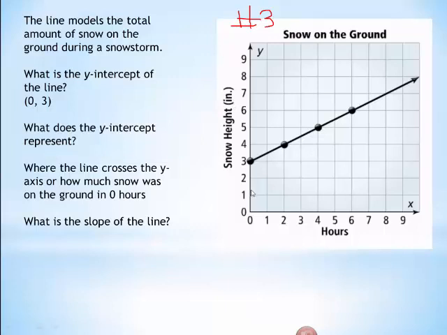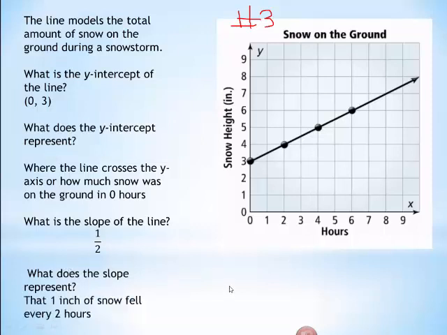How much did we rise? We rose 1 and we ran 2, so my slope would be 1/2. What does the slope represent? That for every 1 inch of snow that fell, 2 hours elapsed. All right, make sure you've copied everything down and bring it to class tomorrow.